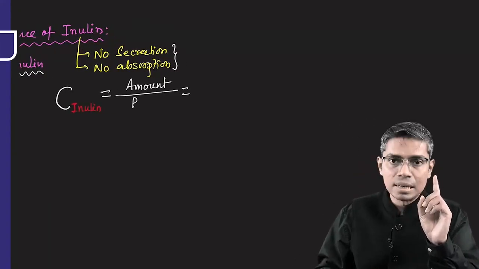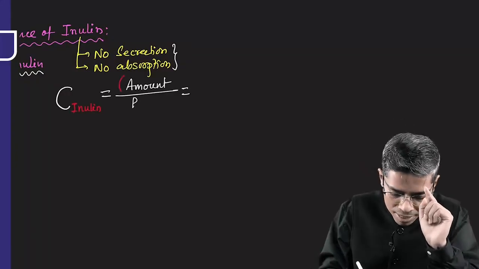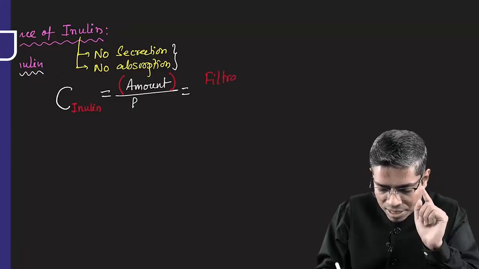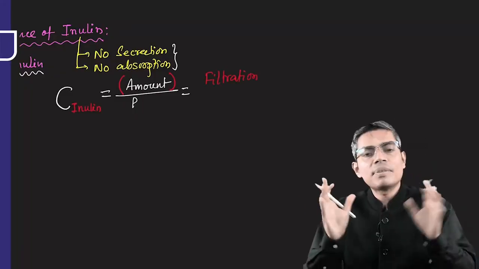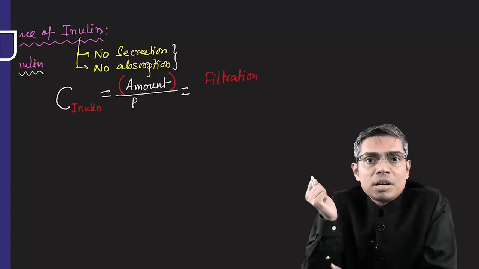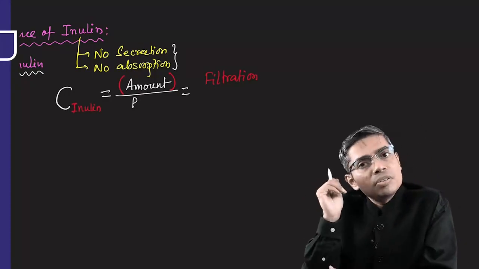So now I can understand that if you measure the clearance of inulin, the urinary amount is only and only due to the process of filtration. Whatever amount of inulin is getting filtered at the level of the glomerular capillary, that is the amount of inulin which is going to reach your urine.